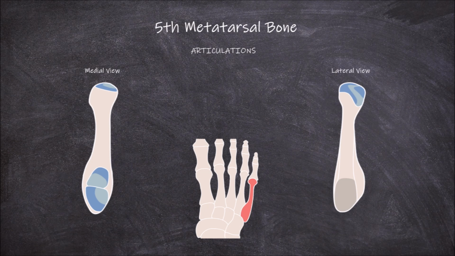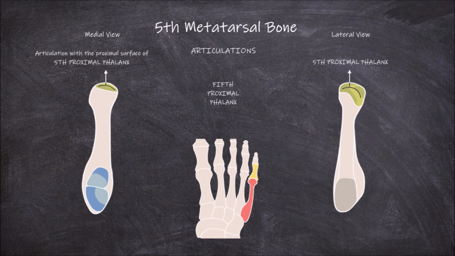This bone only articulates with three other bones. The first of these articulations is with the fifth proximal phalanx. The articular surface on the distal surface of the fifth metatarsal articulates with the articular surface on the proximal surface of the fifth proximal phalanx.